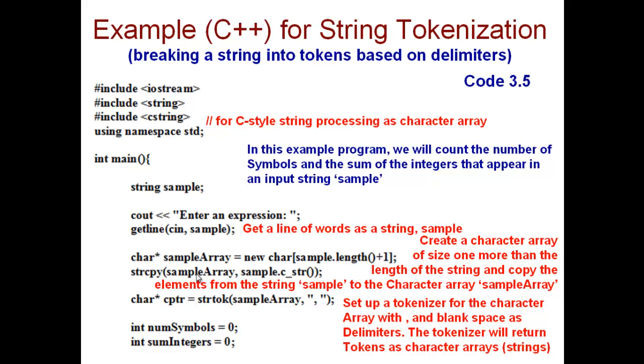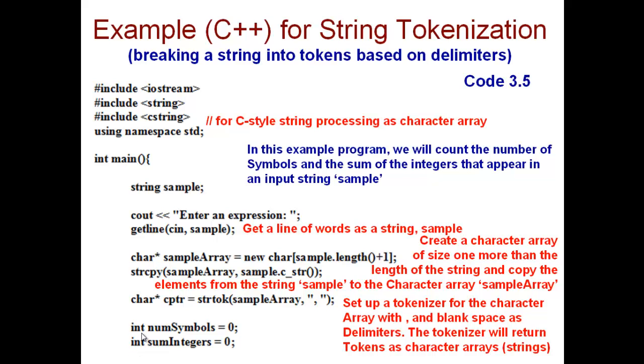You need to generate a character array of the given string, and then what you have to do is call the strtok function and pass the sample array, the character array, and then the set of delimiters. Here my delimiters are comma and a blank space. If you have any other delimiters, you will include those too. It's going to break this character array into tokens, and the first token is pointed to by the cptr, a character pointer.